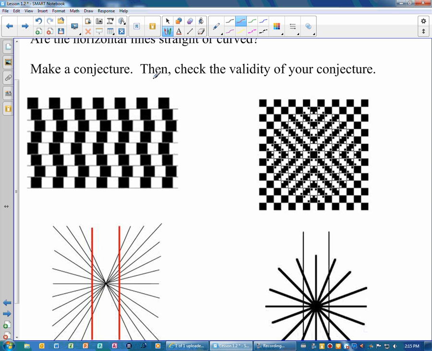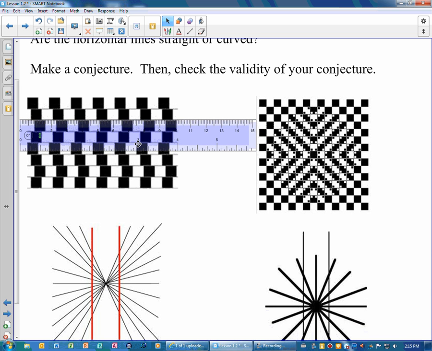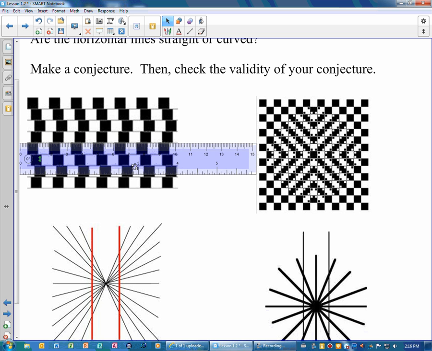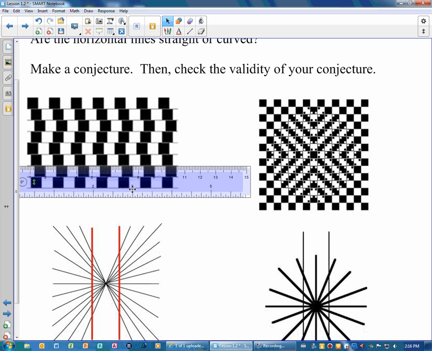But if you were to check the validity of your conjecture, how would you check if a line was straight or not? You'd use a ruler, right? It can be as simple as getting out a ruler. We can take that ruler and check, are the lines straight? It may surprise you, but the lines are straight. They sure don't look like that when you're looking at them, but every single line is absolutely straight.